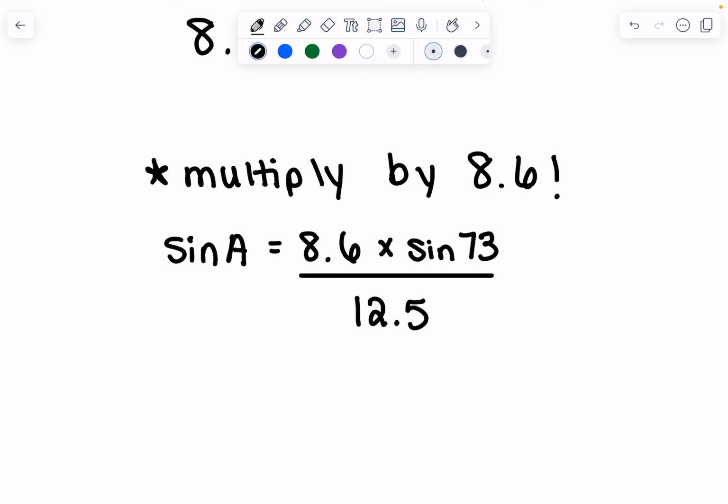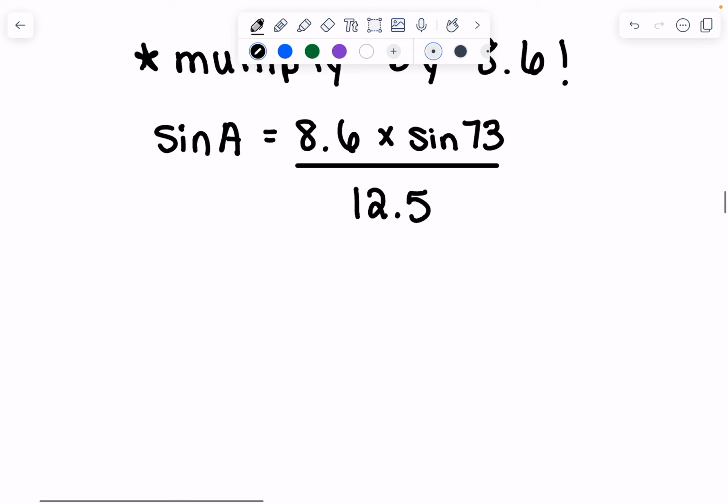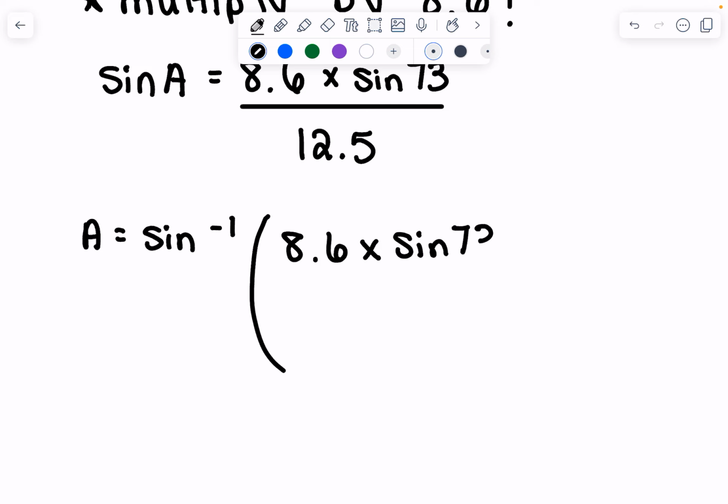But what you want to do is actually find the angle measure. So you're going to use very similar stuff to yesterday when you're using that -1 button. That will undo the sine function being applied to A. So the sine inverse will ensure that you get the angle isolated by itself. So you're going to take 8.6, multiply by the sine of 73 over 12.5.